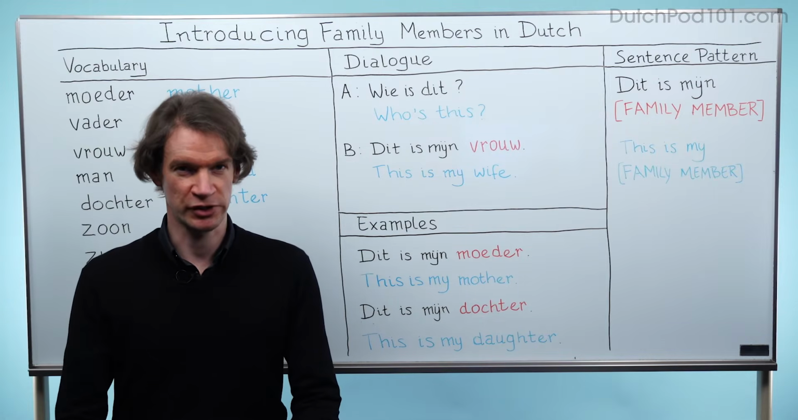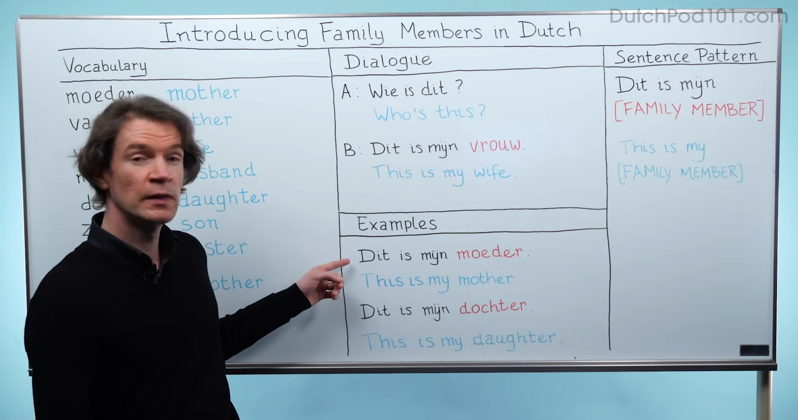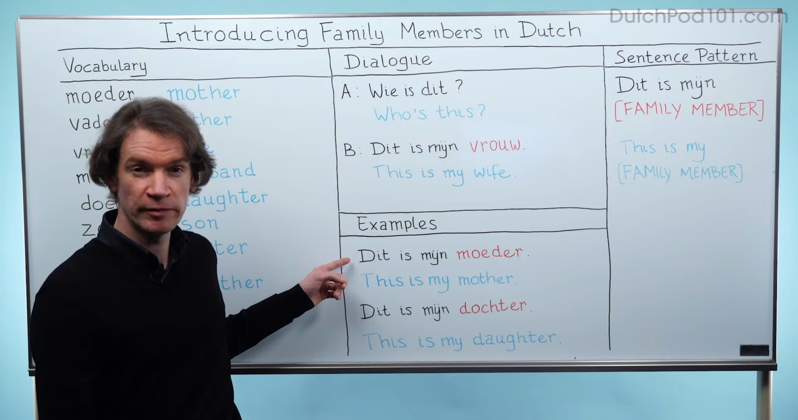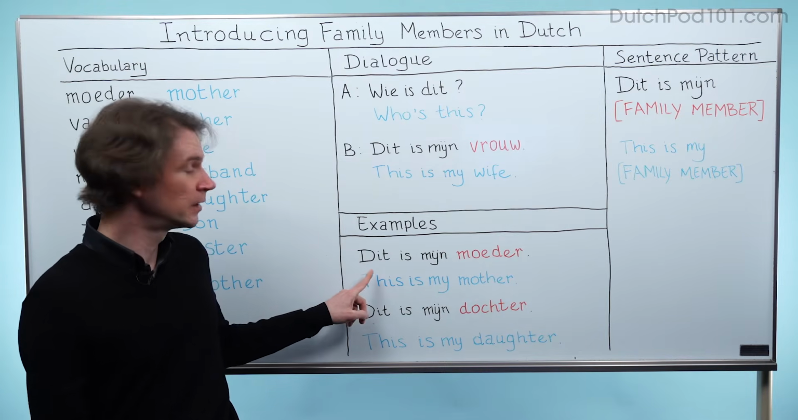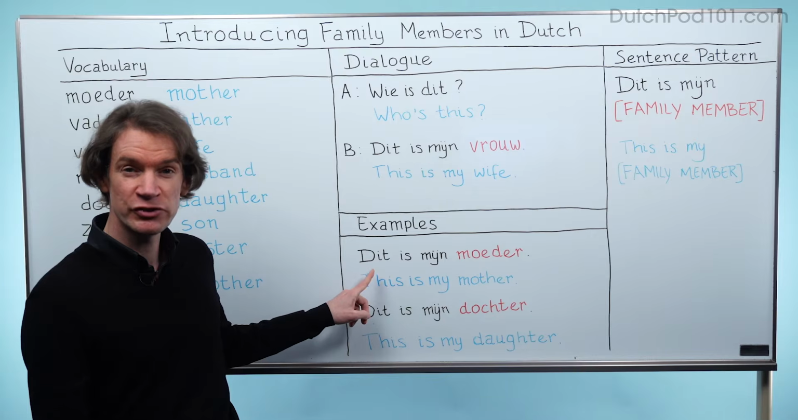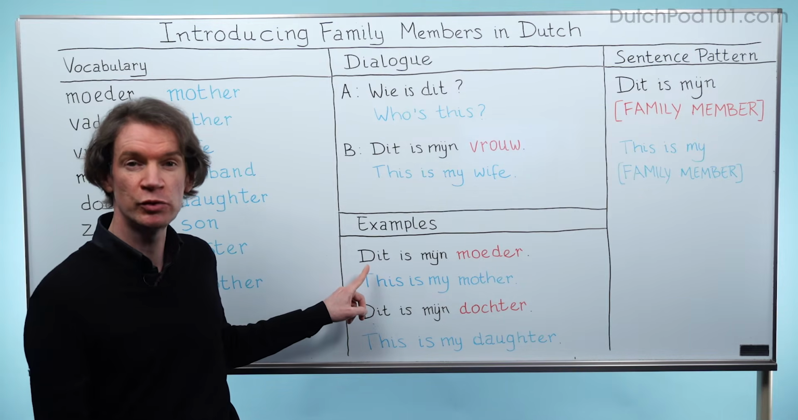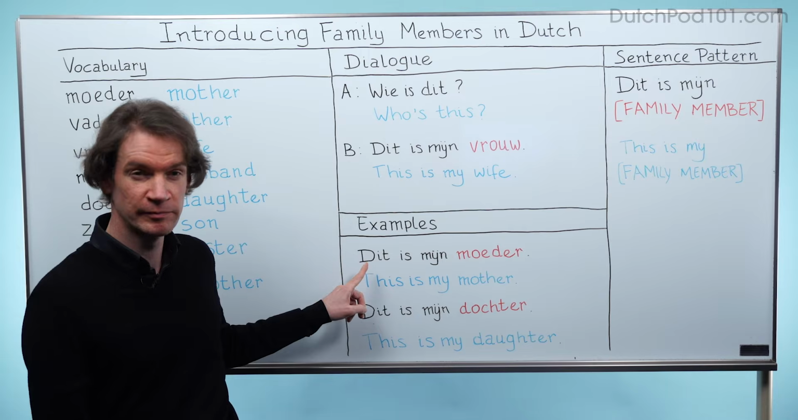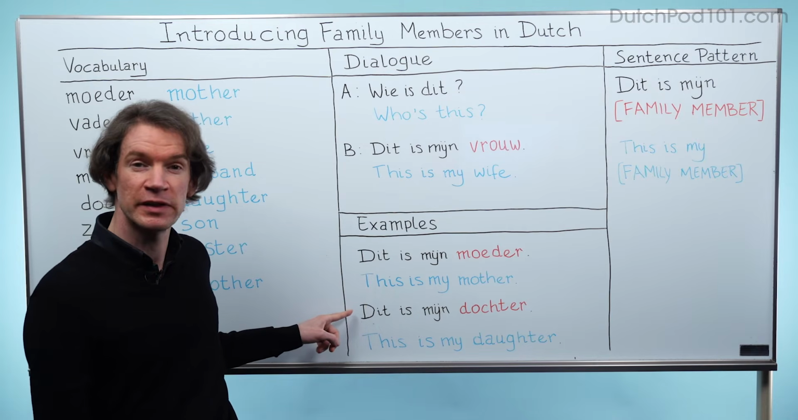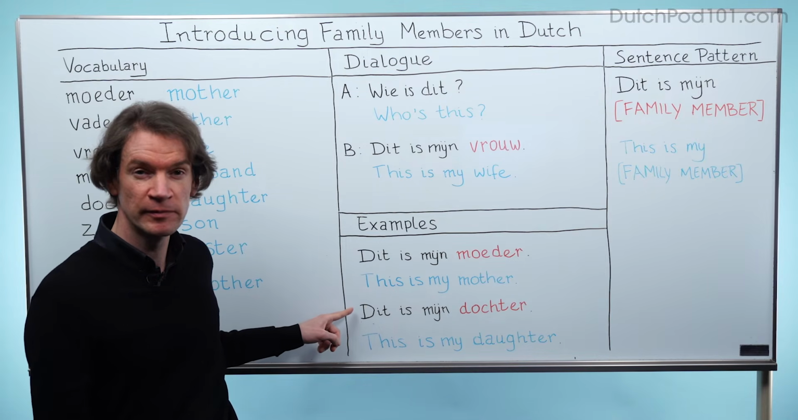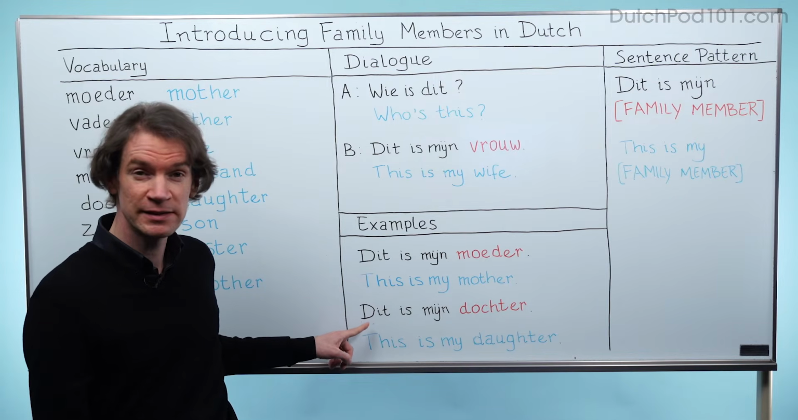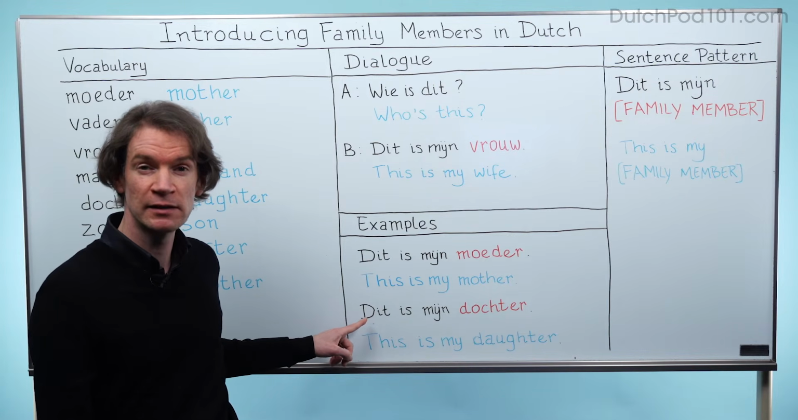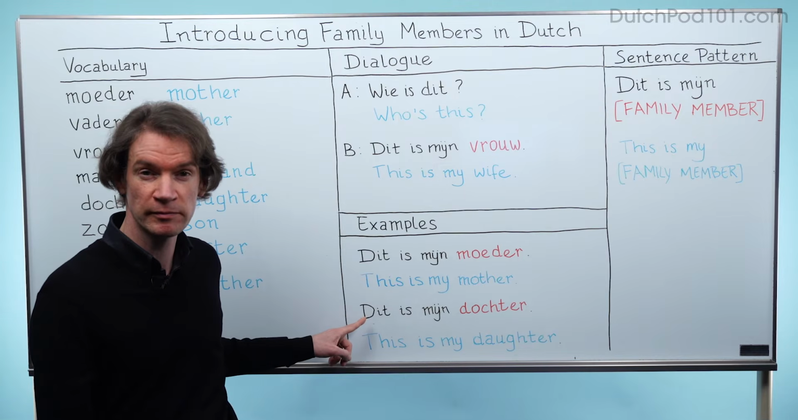Now let's look at some more examples. Dit is mijn moeder. This is my mother. Dit is mijn dochter. This is my daughter.